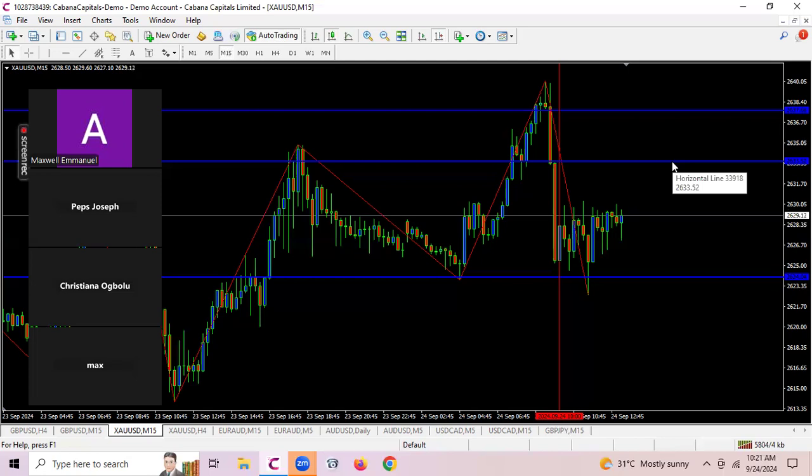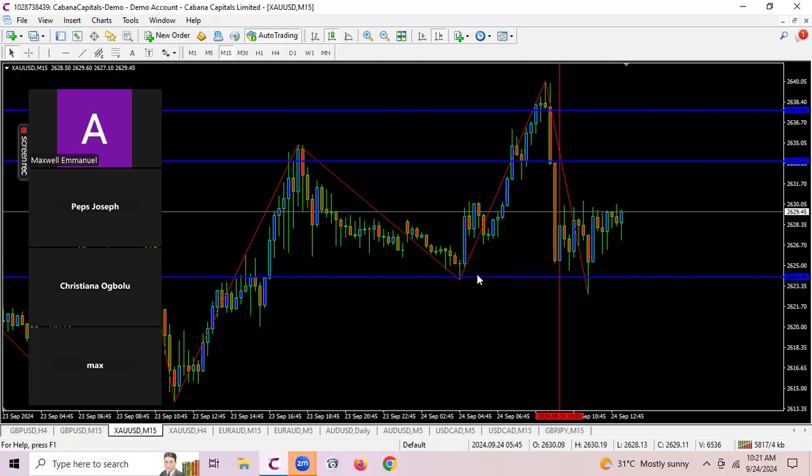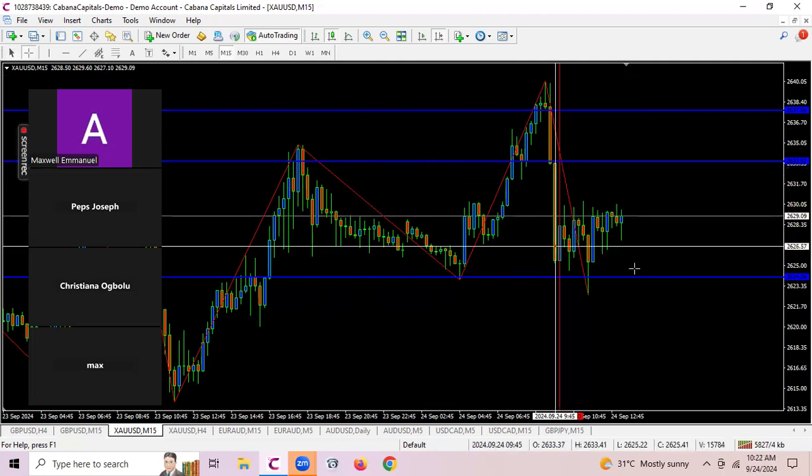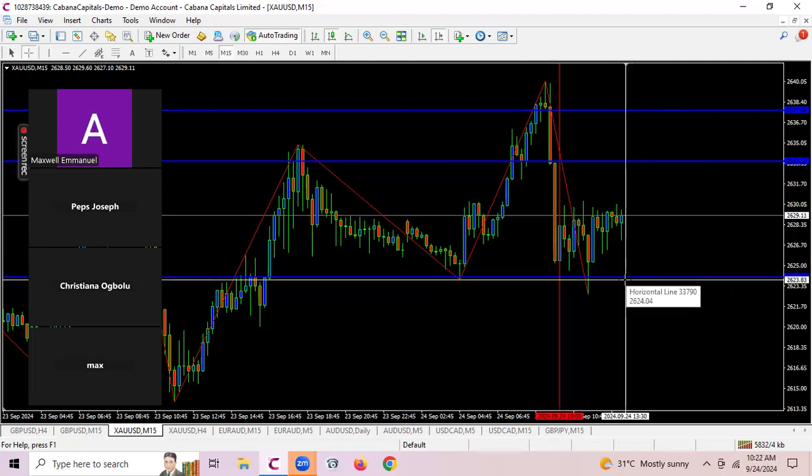So what are we looking out for on gold? Either price pulls back to this zone for us to sell, or price breaks out from this support. Now, if price breaks out from the support, what you need to calculate is the risk involved. You have to be comfortable with whatever risk you're taking in the market. Are you getting me? You have to be comfortable with whatever risk you're taking in the market.